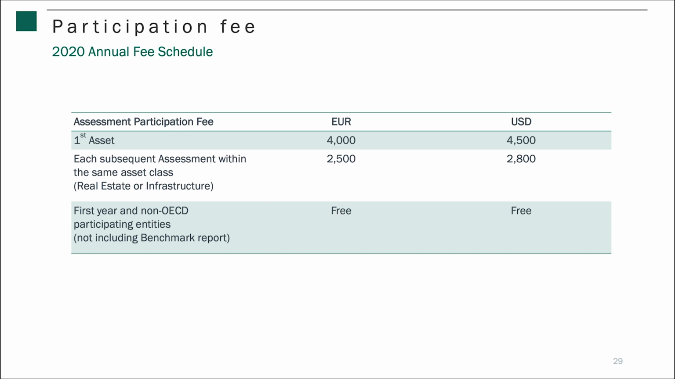Other products and services, like response checks, customized benchmark reports, training seats, etc., are no longer bundled with the assessment participation fee. This allows participants to select only those products and services they require.